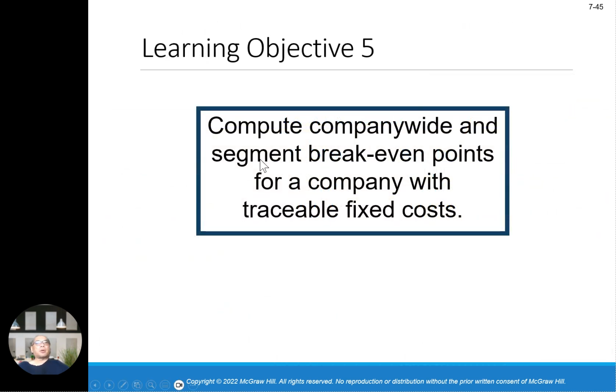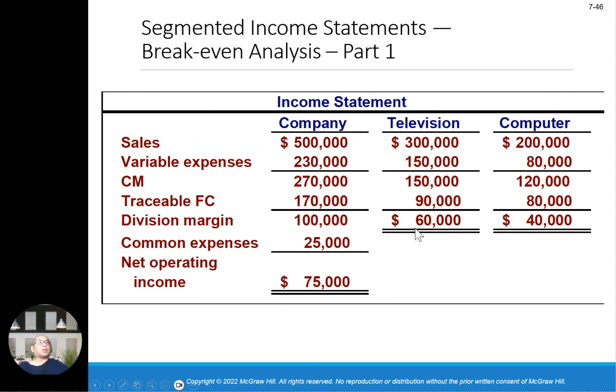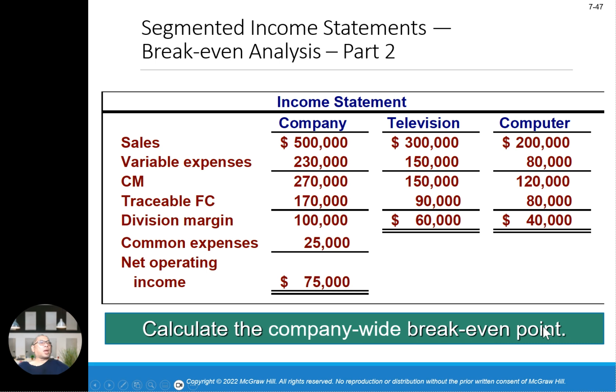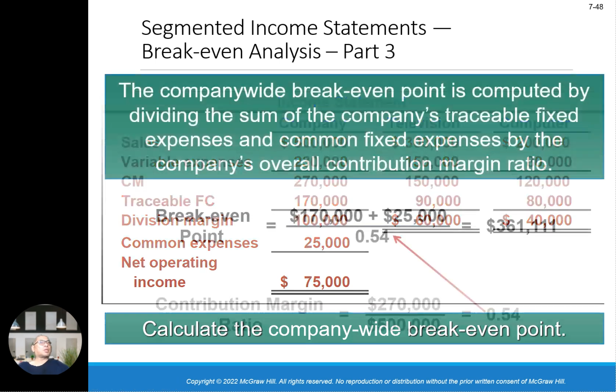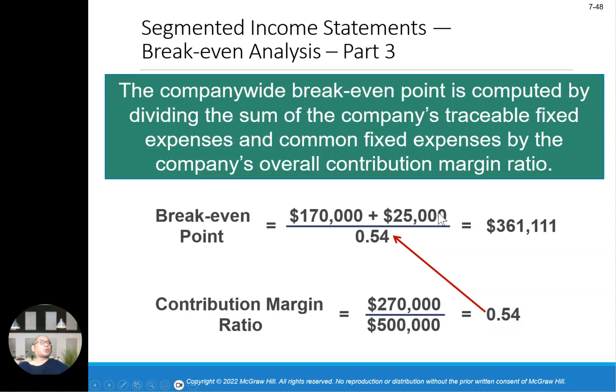Okay. Objective number 5, compute company-wide and segment break-even analysis for a company with traceable fixed costs. So this is the logic here, the first logic. Okay, you've got television division margin 60,000, computer 40,000, common expense 25,000. You're going to total it up coming from these two, and operating income will be 75,000. And you're going to calculate the company-wide break-even analysis. When you do that, this is the logic. Break-even point: 170 plus 25 divided by 0.54, okay, which is 361. Contribution ratio will be 270 divided by 500, which is 0.54.